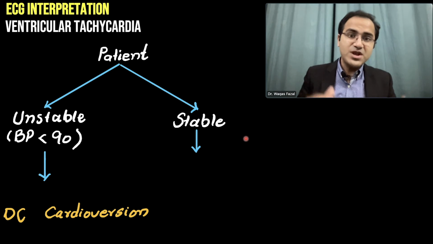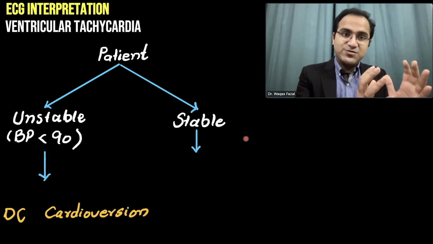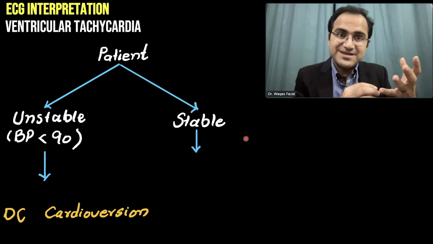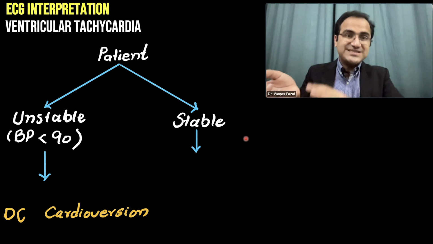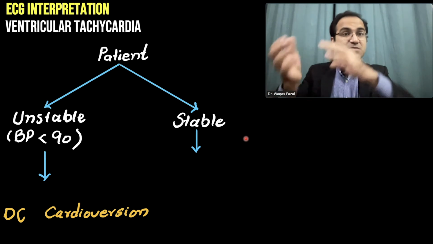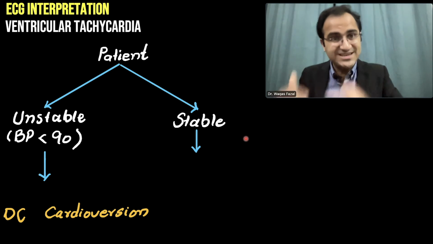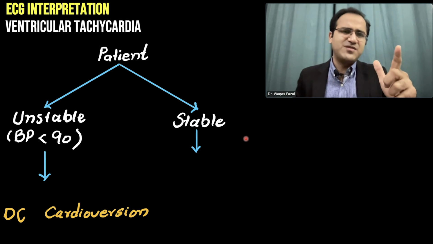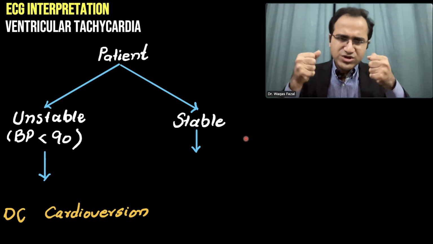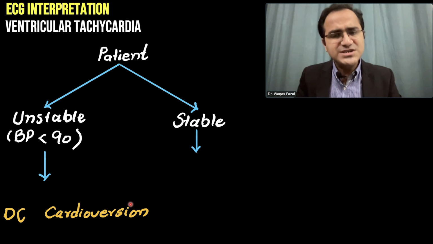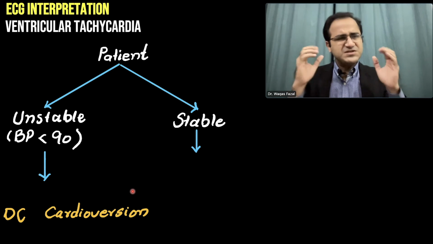Now, if the patient is stable, you can do pharmacologic intervention. You can treat the patient with medicine. But if the patient is unstable, if the patient is having pulseless VT where there are no pulses, or if the patient is losing pulses, losing blood pressure, and getting unstable, the next thing you have to do is shock the patient. If the patient is unstable, shock the patient. You do DC cardioversion, you shock the patient and you revert the rhythm straight away.